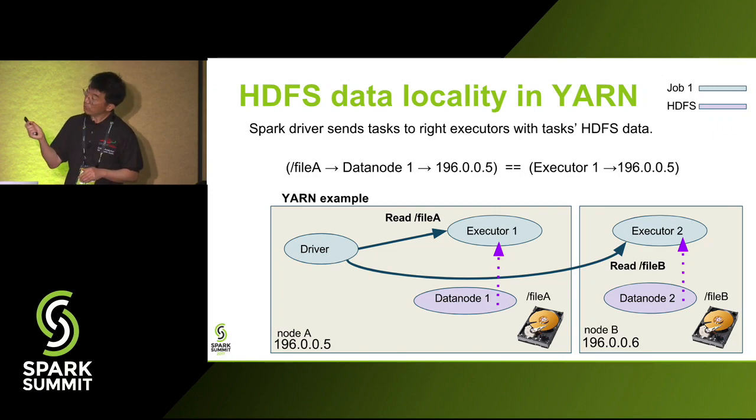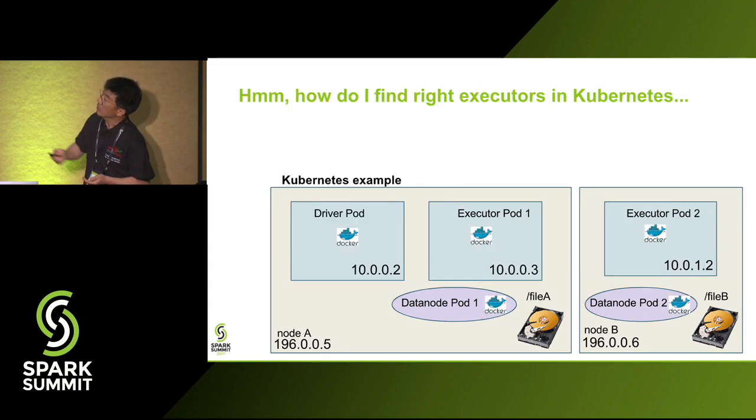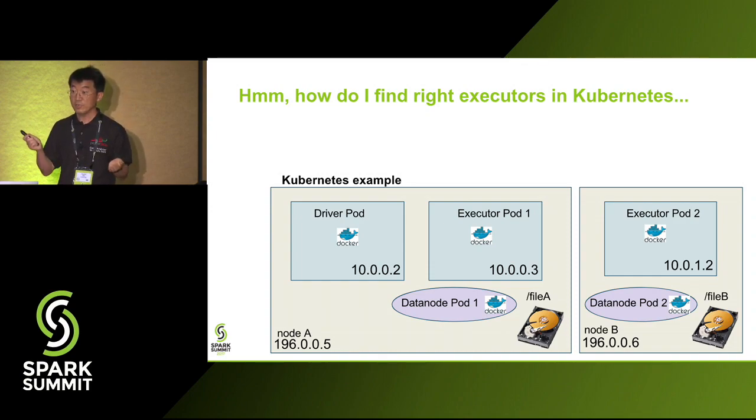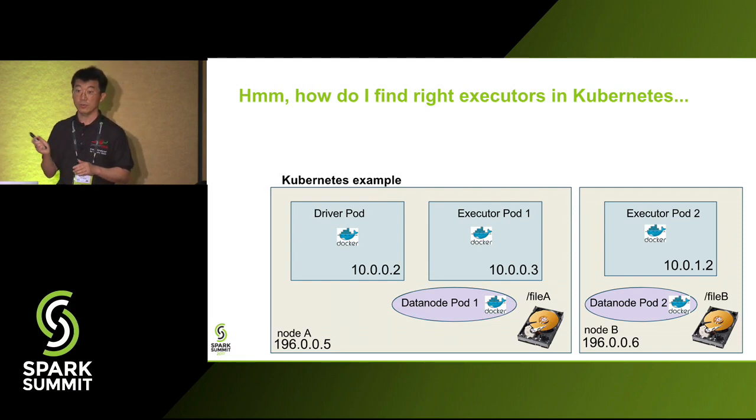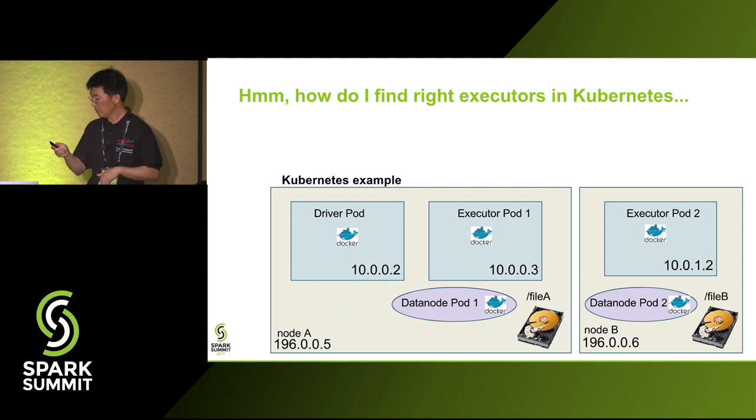So this code works just fine in Yarn or in Mesos. Now let's look at Kubernetes. This example is now on Kubernetes. Notice again that these executor pods get unique virtual IP addresses like 10.0.0.3. Okay? Let's look at what the code will do.